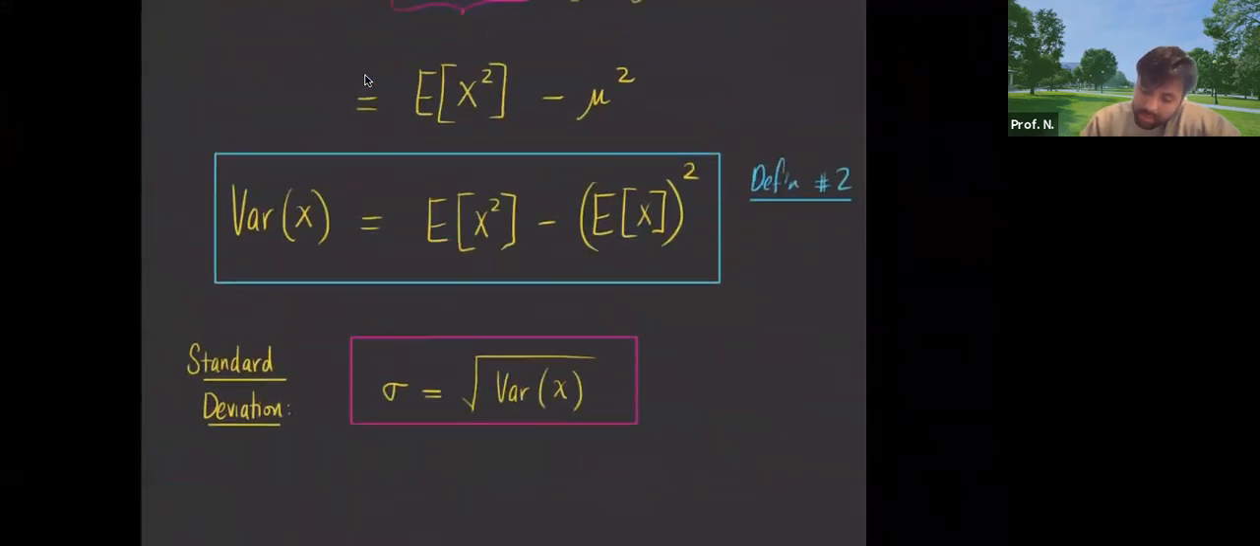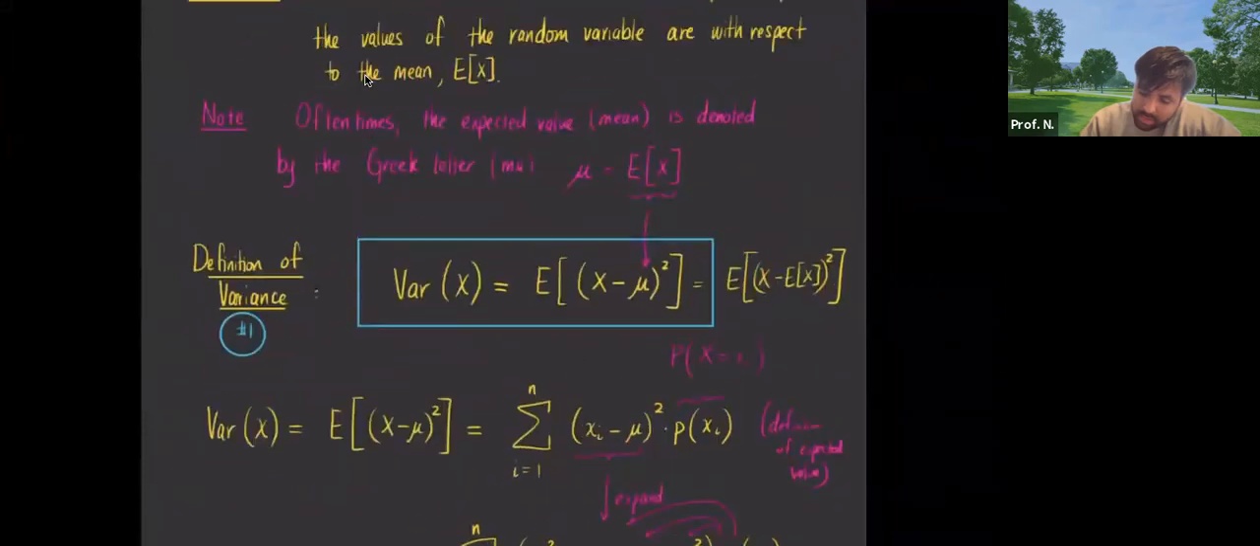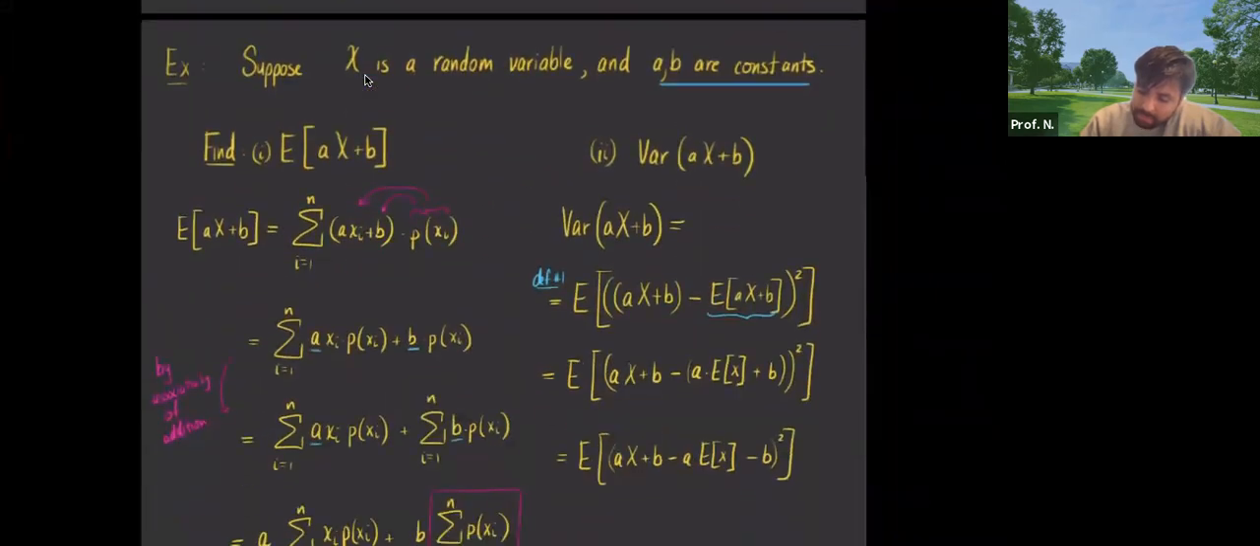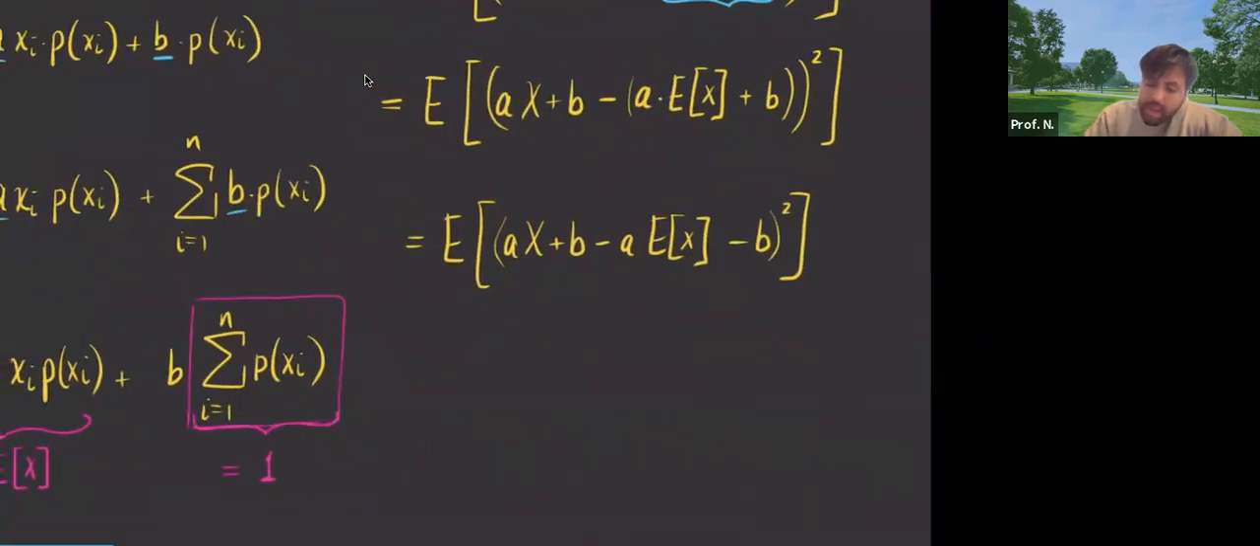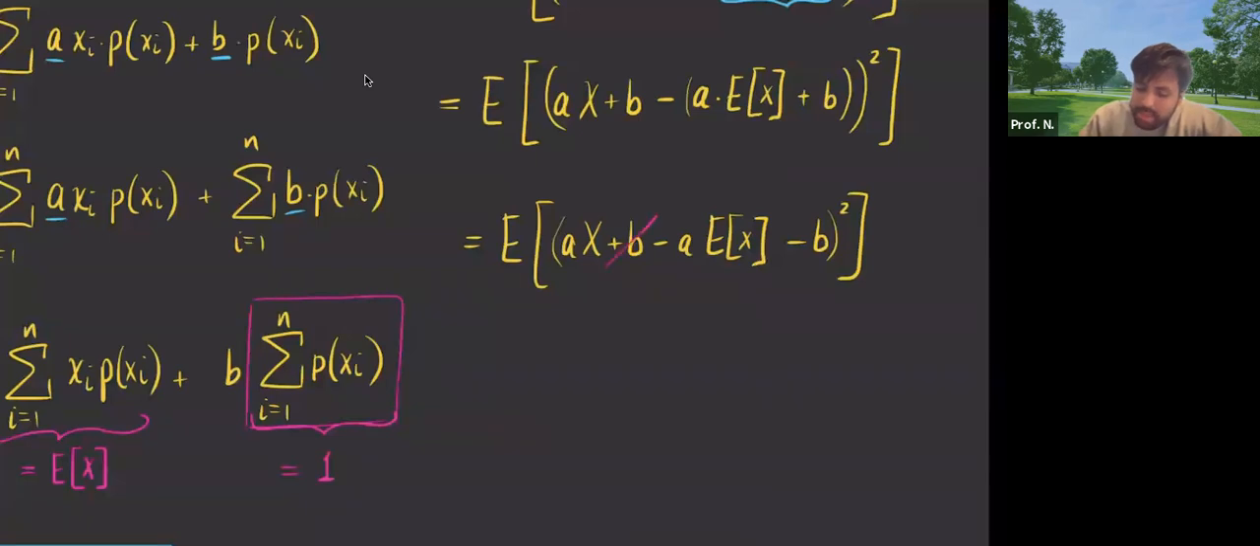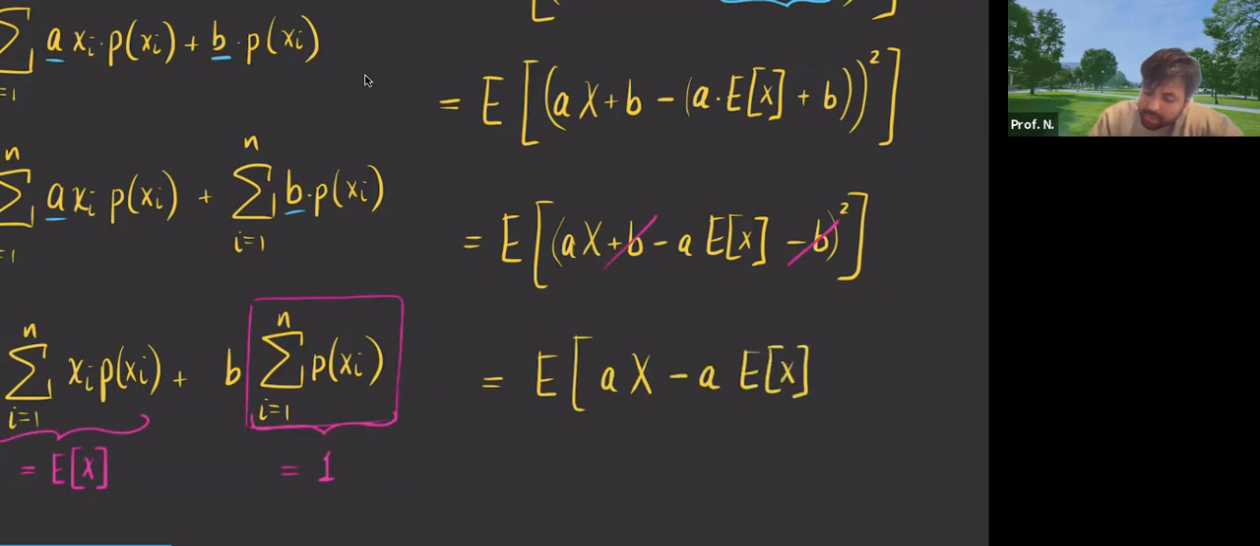Let me just see if this is, yeah. Now, what happens when this is squared? What happens with the b's? Don't they cancel? And then what am I left with? I'm left with ax minus a expected value of x. This entire thing is being squared.